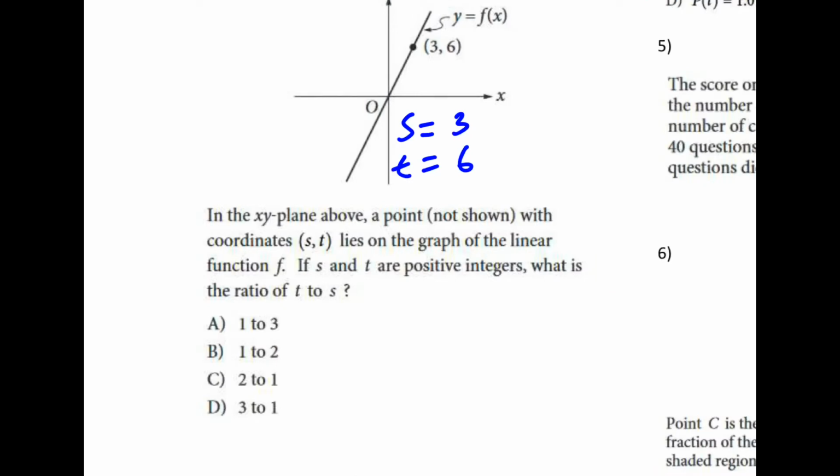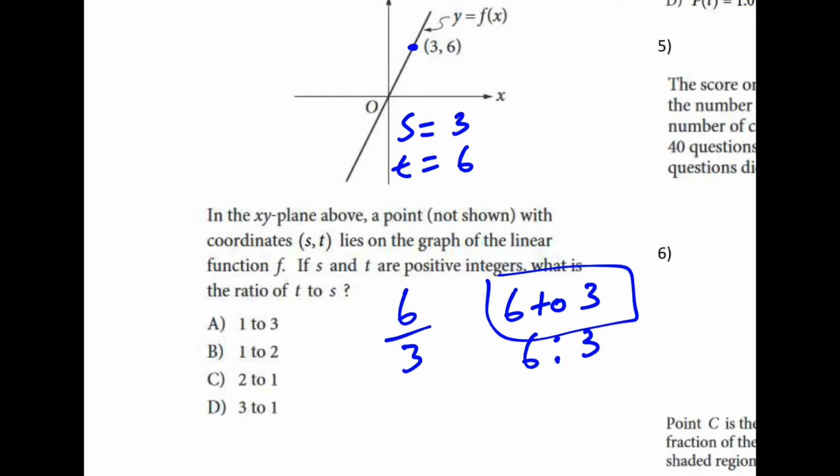Here the x's are s's and the y's are t's, and there's a hypothetical coordinate on the graph. Well, here's one actual coordinate on the graph, 3, 6. If we want to make that into a ratio of t to s, that becomes 6 to 3, which is our preferred method. We can simplify or reduce it by dividing everything by 3, and it becomes 2 to 1. C.